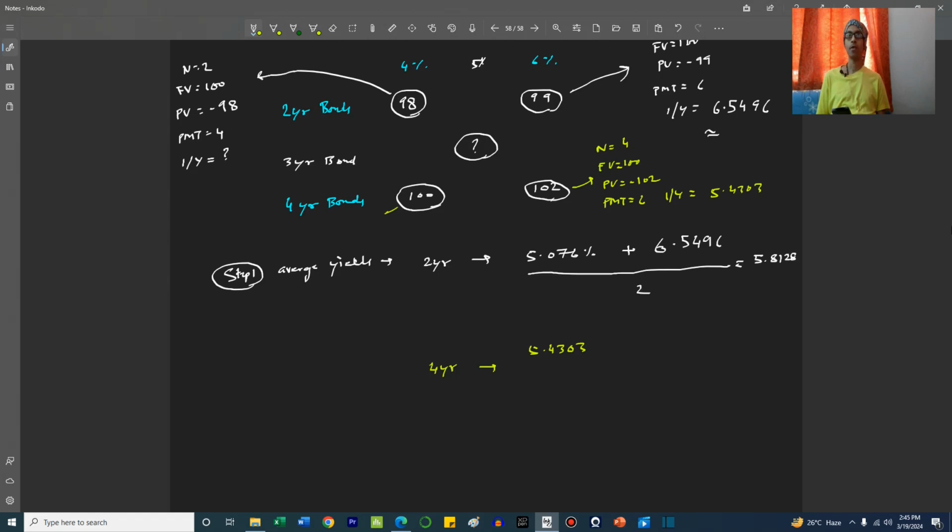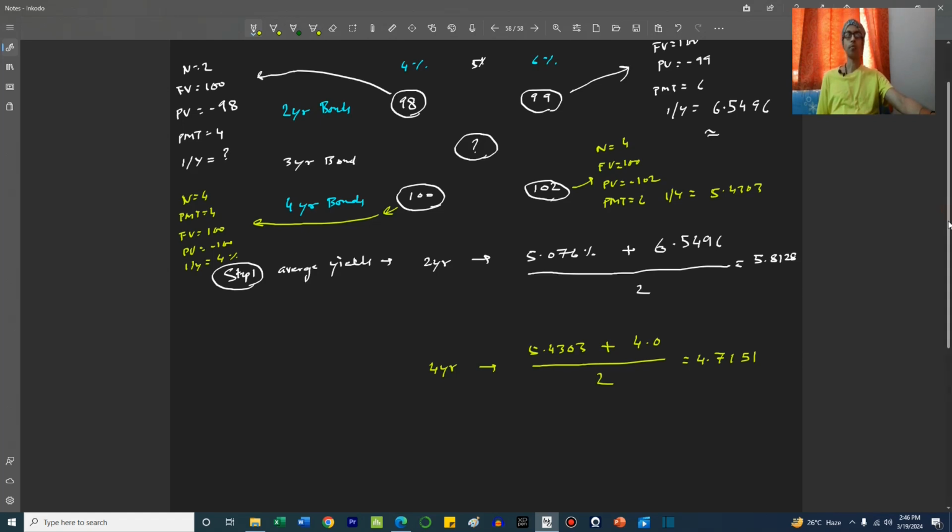Now we find the same for this one. N is equal to 4, PMT is equal to 4, FV is equal to 100, PV is equal to minus 100. So the yield we can calculate is coming as 4%. So we take an average of these two, and it comes to be 4.7151.